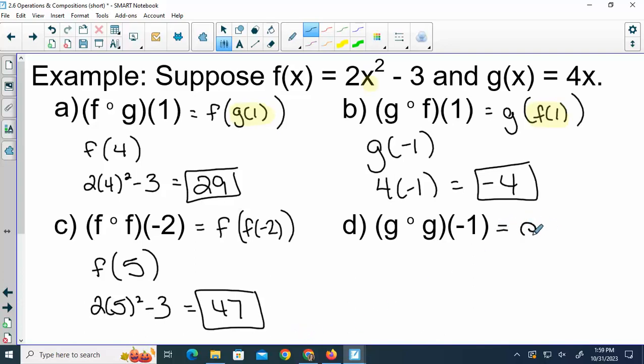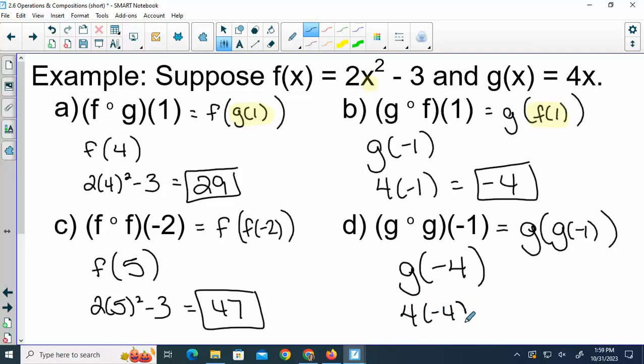Last one, g composed with g of negative 1. If you put negative 1 into g, what do you get out? Negative 4. And I have to put negative 4 into g, and we get negative 60. Any questions there?